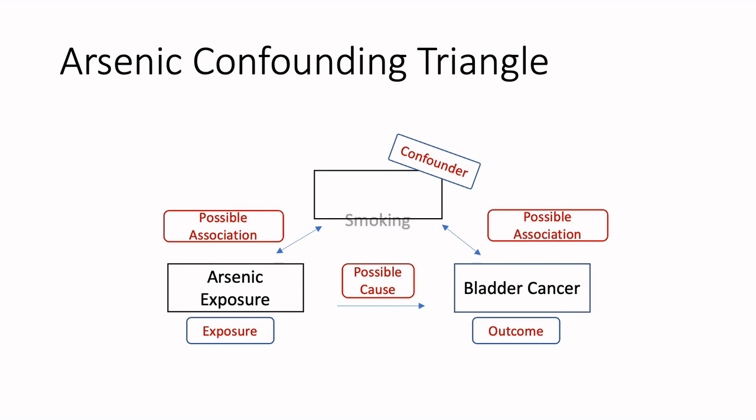So how is smoking tobacco a potential confounder? Well, because tobacco can contain arsenic. Smoking has the potential to be a confounder because smoking tobacco and arsenic have a statistical association, and smoking and bladder cancer have a statistical association, so it's included in this confounding triangle.